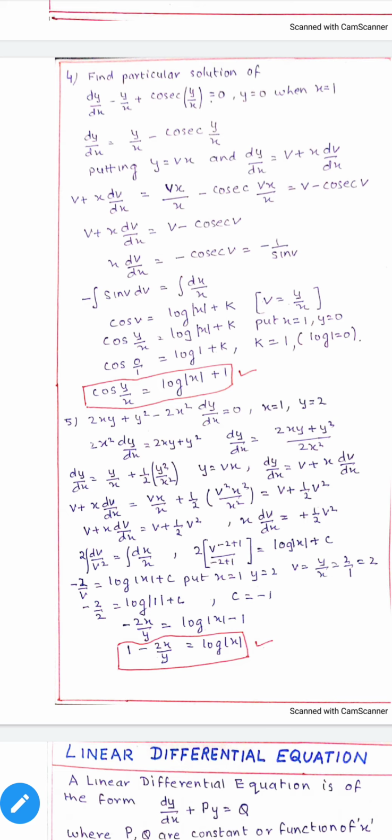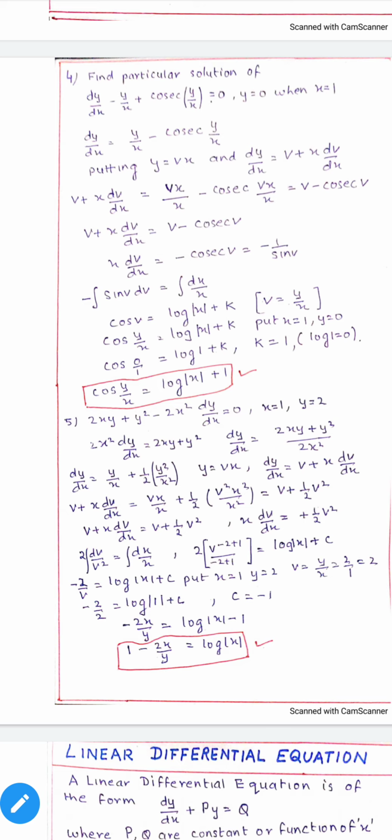v plus x dv by dx is equal to v minus cosec v. x dv by dx is equal to minus cosec v, that is minus 1 upon sin v. Now integral of minus sin v dv is equal to integral dx upon x. Now integral of sin v is minus cos v, so minus minus becomes plus cos v is equal to log modulus x plus k, where v is equal to y upon x. So put the value of v, we get cos y upon x is equal to log modulus x plus k.